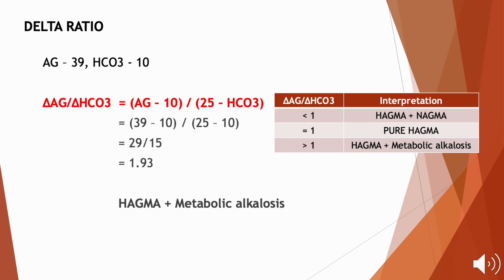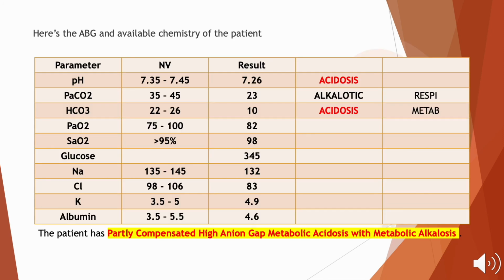Since we have high anion gap metabolic acidosis, we're going to compute for the delta ratio. With the computed anion gap of 39 and the given bicarbonate of 10, we substitute them into the formula of delta anion gap over delta bicarbonate. So we have 39 minus 10 over 25 minus 10, and this will give us 1.93. This is more than 1, so we have high anion gap metabolic acidosis with concomitant metabolic alkalosis. So we have a partly compensated high anion gap metabolic acidosis with metabolic alkalosis.